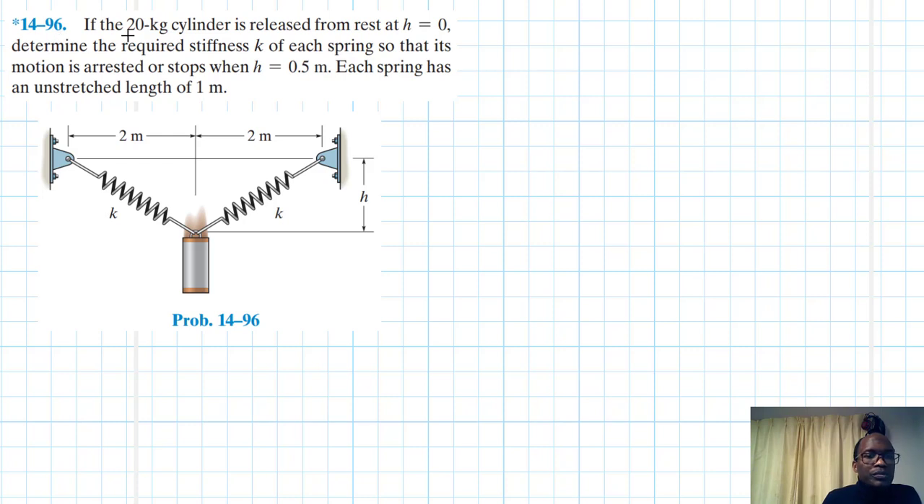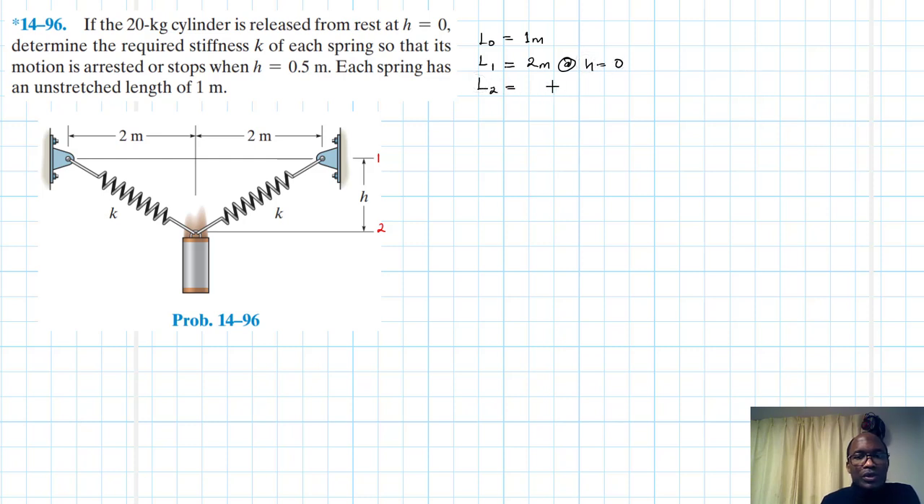Right, so let's call this point 1, and this one point 2. We've been told the unstretched length of the spring is equal to 1 meter. Let's call the length 1 of the spring L1. This one is just going to be equal to 2 meters at h equal to 0.